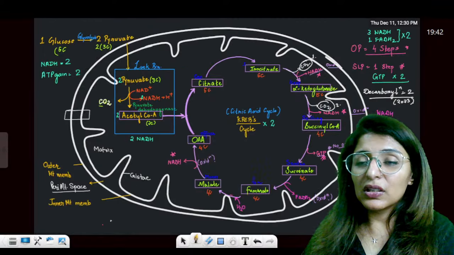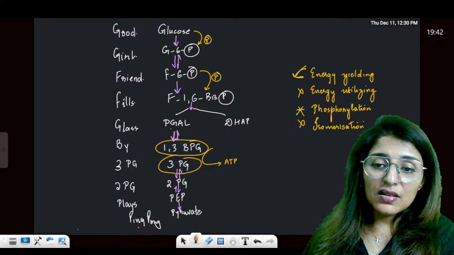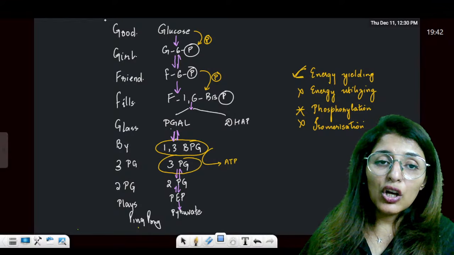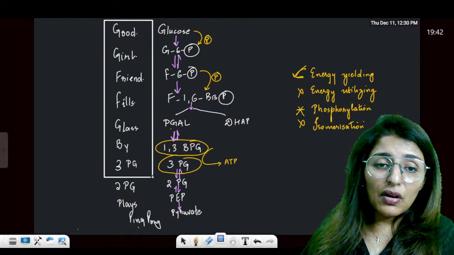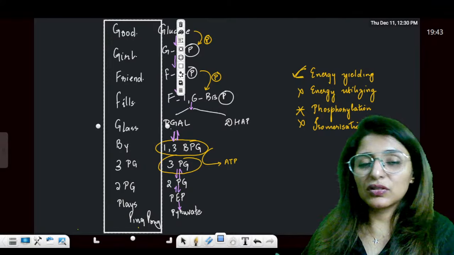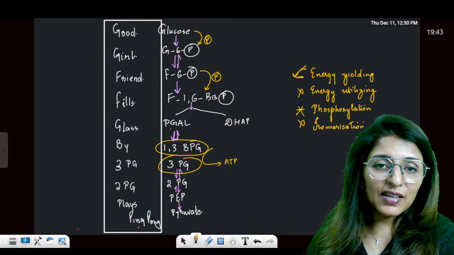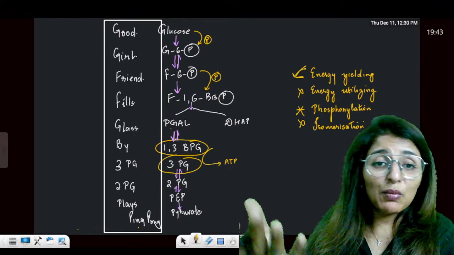So make sure that you learn that 10-step process. How do we learn that? Also see this, we have a mnemonic: Good girlfriend fills glass by 3 PG and 2 PG and plays ping pong. This is not my mnemonic, but you can easily find such mnemonics. It helps to remember, right?